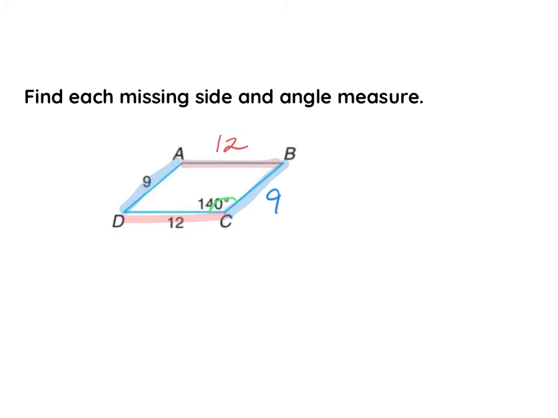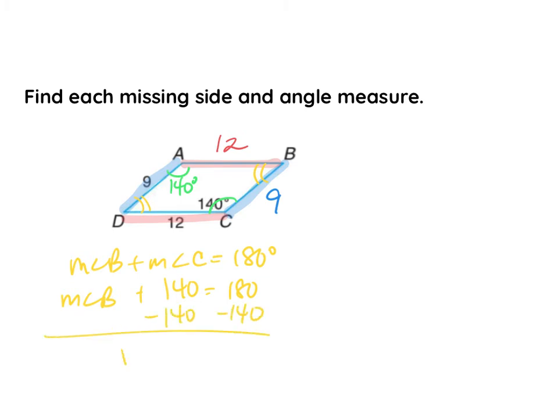So if I look at 140, A has to be 140 also. Now, I don't know anything about these angles. Nothing is marked, except we talked about consecutive angles, right? So the angles that are next to each other have to be supplementary. So the measure of angle B plus the measure of angle C have to equal 180 degrees. Well, if this is 140, right? What's 180 if I take away 140? Okay, so the measure of angle B is 40 degrees, which makes angle D, because it's opposite, 40 degrees.